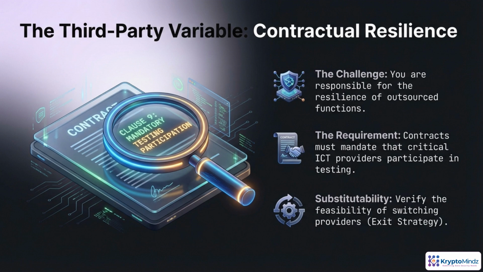DORA doesn't let you outsource responsibility, only activities. If a cloud provider fails a resilience test, regulators will still look at your organization, not the vendor. That's why contracts become resilience tools. They need clear rights to involve providers in tests, access results, and demand remediation. You also need realistic exit options. If a critical provider can't meet DORA expectations, you must be able to move or dual source without breaking key services.